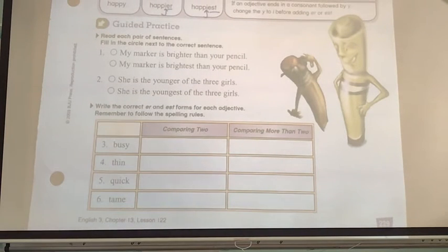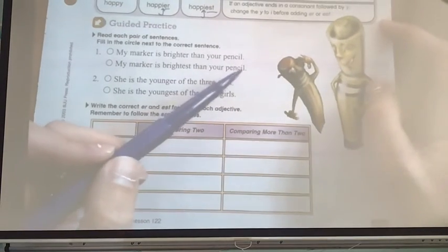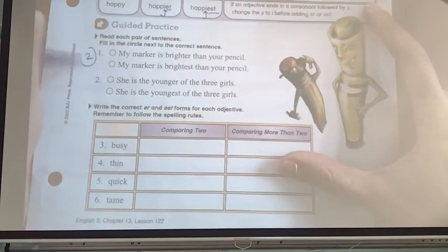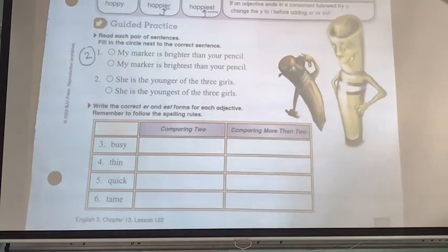The directions tell me to read each pair of sentences and then fill the circle next to the correct sentence. So, we're going to think about how many things I am comparing and whether I used the right suffix. I have my marker and your pencil. How many things is that? It's two things, so I know I should be using ER.